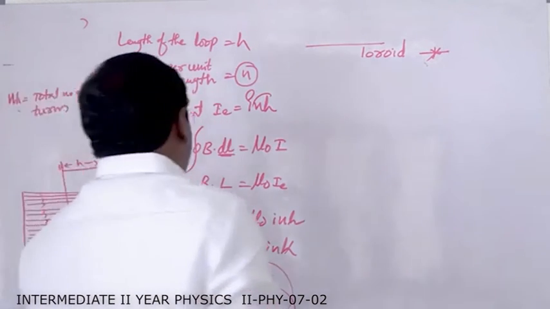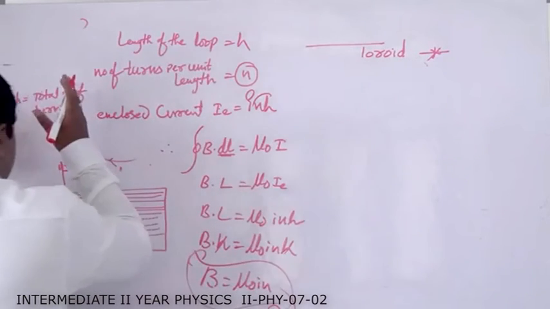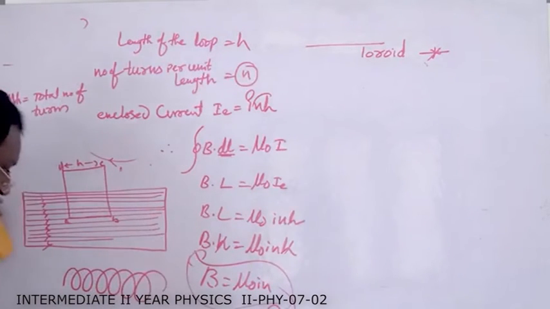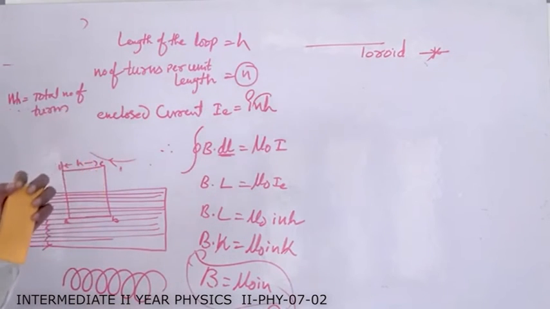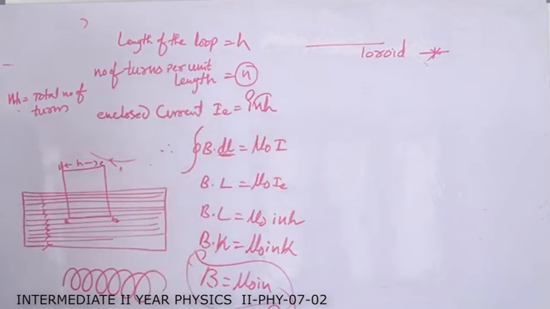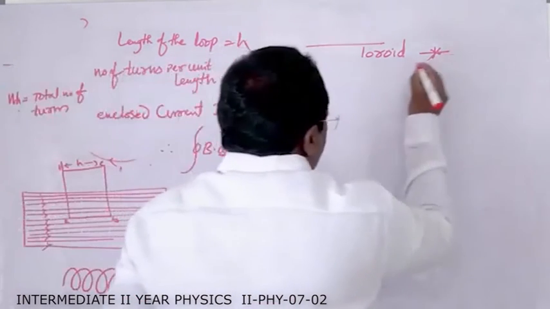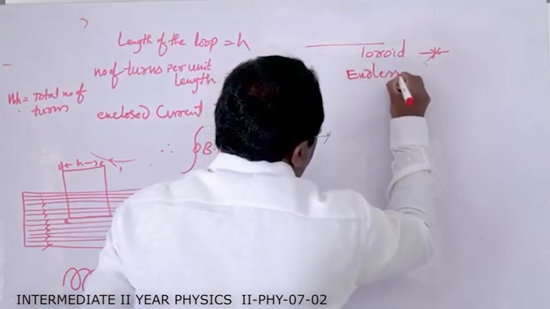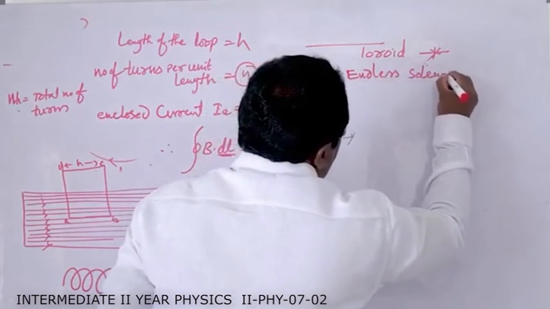So what is a toroid? If you take the same solenoid, bend it in the form of a circle and connect these two ends, it becomes a toroid. So a toroid is nothing but an endless solenoid.